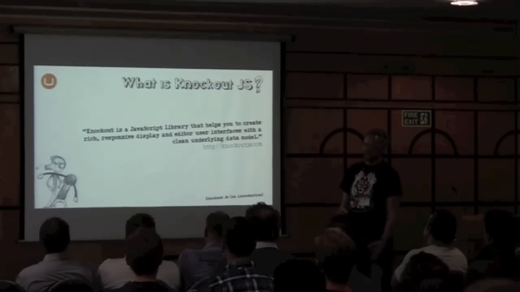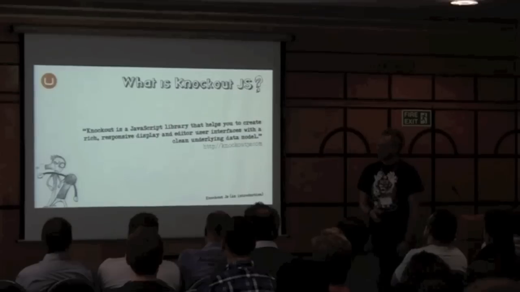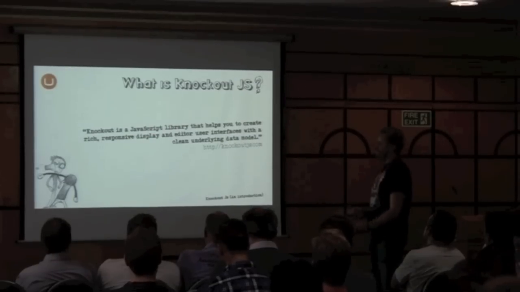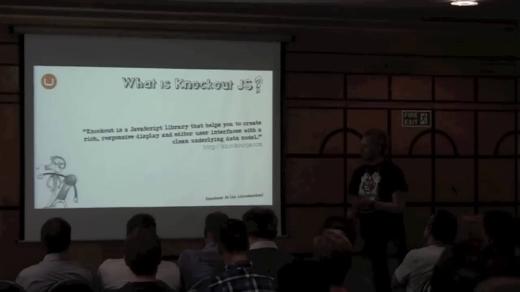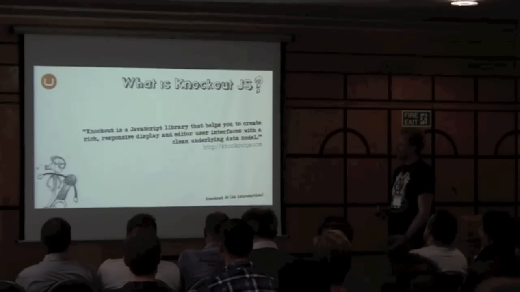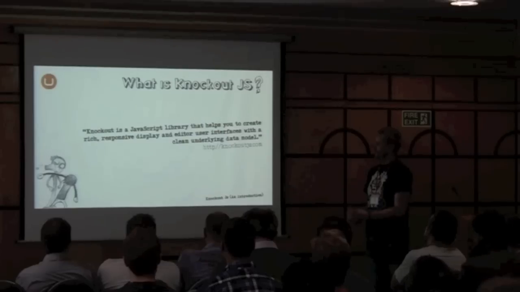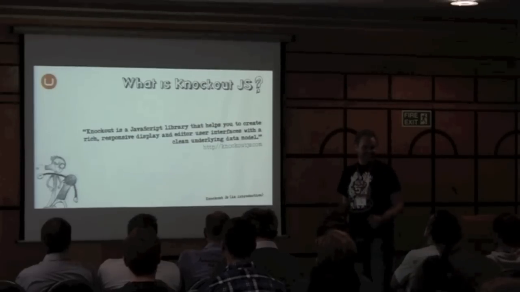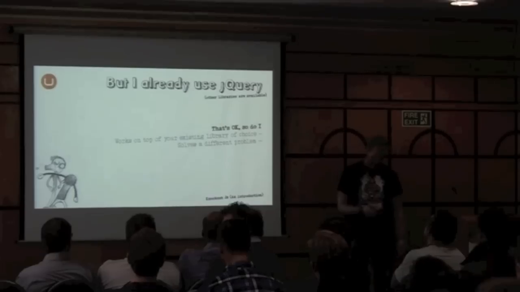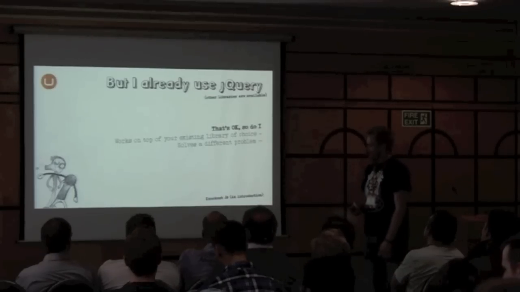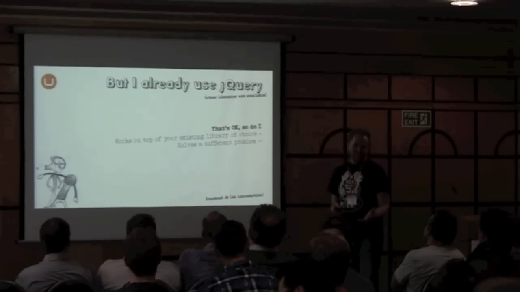But let's start the show. So what is KnockoutJS? This is taken from their website. KnockoutJS is a JavaScript library that helps you to create rich, responsive display and edit user interfaces with a clean underlying data model. Done! Any questions? So let's dig into what that all means then.